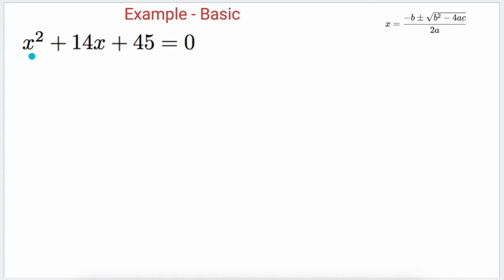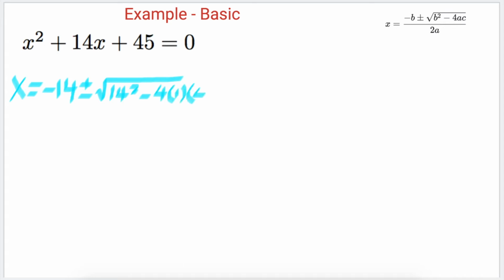So we're going to go ahead to the next step and start to use the quadratic formula to solve it. I need to identify a, b, and c. a is 1, b is 14, and c is 45. So once I know that, I'm going to use the quadratic formula x equals negative b, so it's going to be negative 14, plus or minus the square root of b squared, which is 14 squared, minus 4 times 1, and also times 45 inside parentheses. And then we're going to divide that by 2 times 1 because our a is 1.